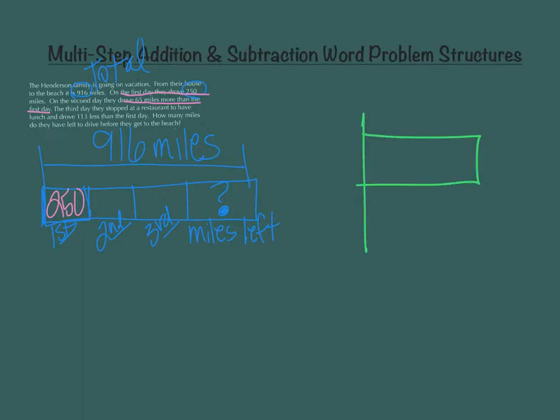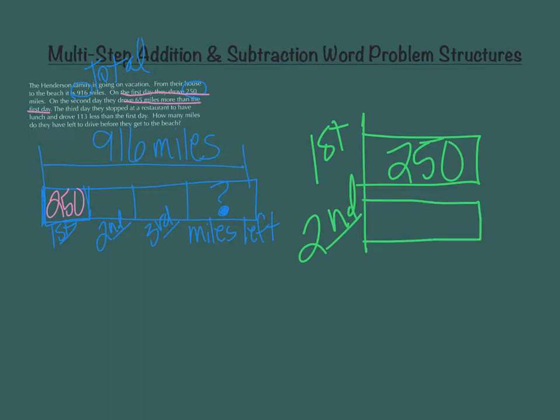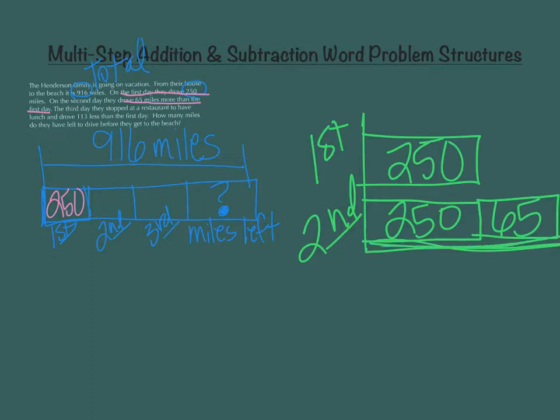So they said on the first day, they drove 250 miles. On the second day, they said they drove 65 miles more than they did on the first day. So that means they still drove 250 miles, but they drove how many more? Excellent. 65 more miles. So how am I going to figure out the second day? What am I going to do with these two numbers?